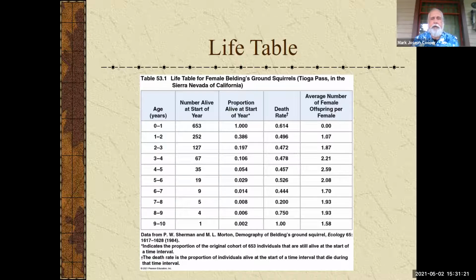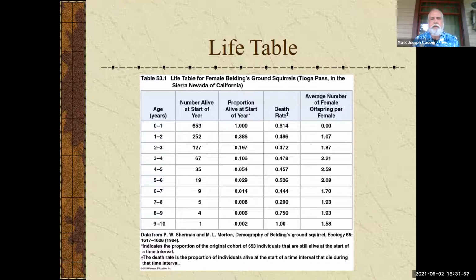So there we're looking at a ground squirrel here, Belding's ground squirrel at the Tioga Pass, up by Yosemite. What they're doing is looking at how many are alive at certain ages, the proportion alive at start of year, and then the death rate and the average number of female offspring per female. So all of this has lots and lots of information in it. And what you're seeing here is the ages, lots and lots of babies, very few living to the age of 10.